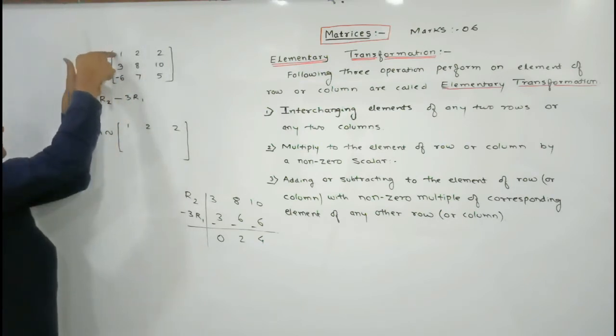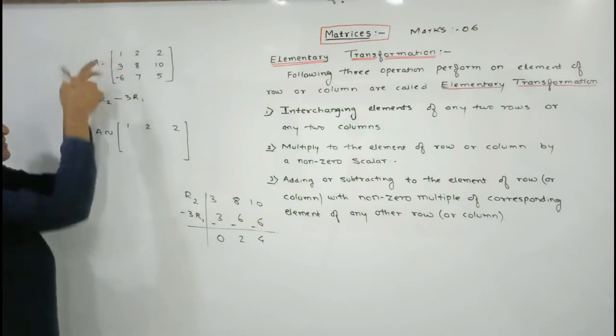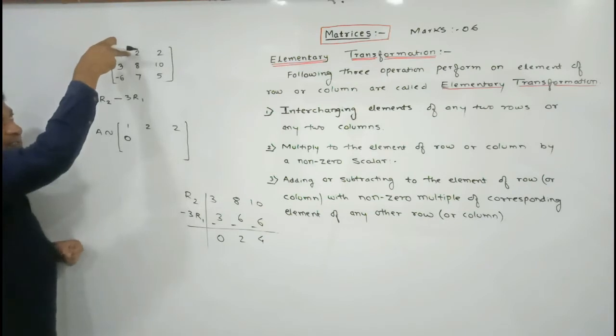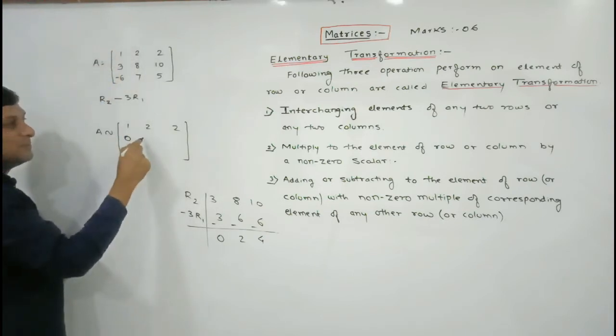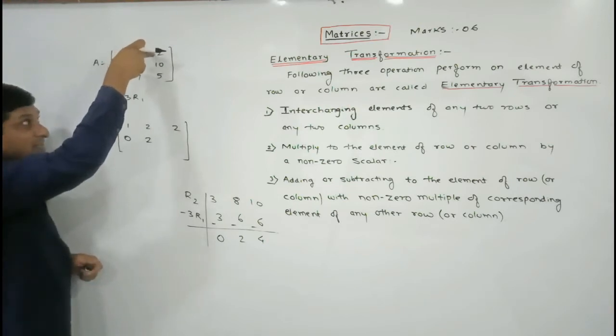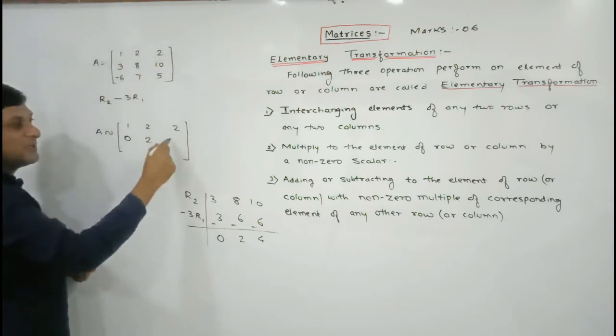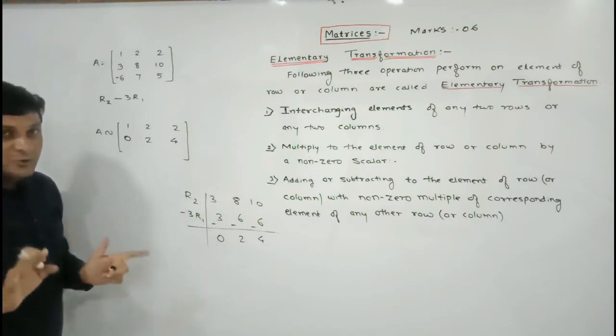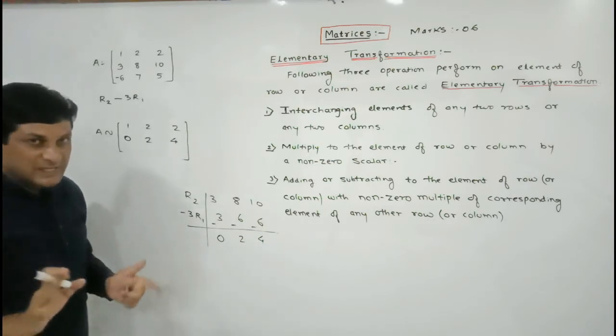See what we'll get, -3 into 1 is -3, -3 plus 3 will become 0. Multiply by -3, here we'll get -6, -6 plus 8 will be equal to 2. Multiply by -3, 2 into -3 is -6, -6 plus 10 will be equal to 4. So again we are getting 0 2 4 here. Try to perform this operation orally, isn't it?